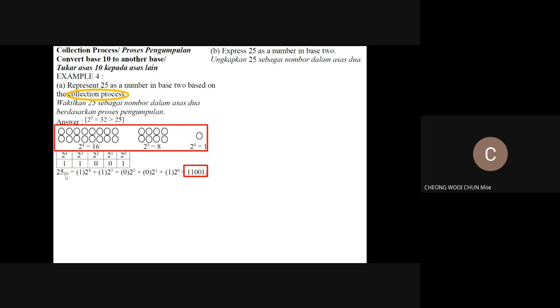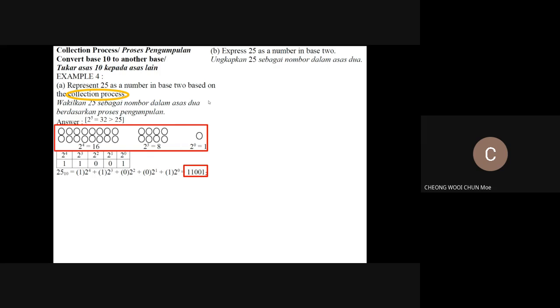11001. Or you can represent it like this: 2 power 4, 2 power 3, 2 power 2, 2 power 1, 2 power 0. Here 1. 2 power 3 has 1. 2 power 2, none, 0. 2 power 1, none, 0. 2 power 0 is 1, so 1. So the total is 11001 base 2. Because in base 2, the digits are only either 0 or 1. That's why only 0 and 1 are inside.